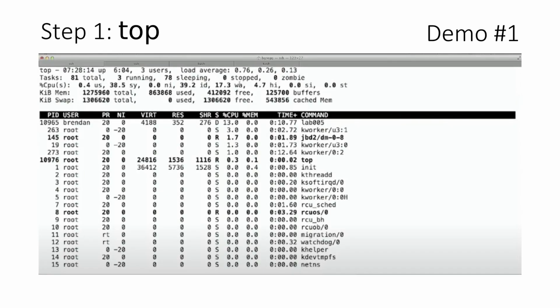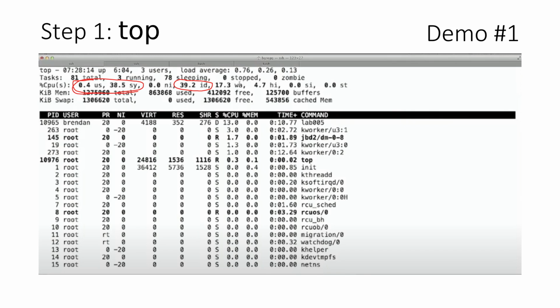Let's start out by running the 10th option, top. Top gives a general overview of the system. If we look here, we can see how the system is using the CPU. In this case, we can see that 0.4% of compute is going to the user space, while 38.5% of compute is going to system space. Also, note that 39.2% of the time is spent idle.